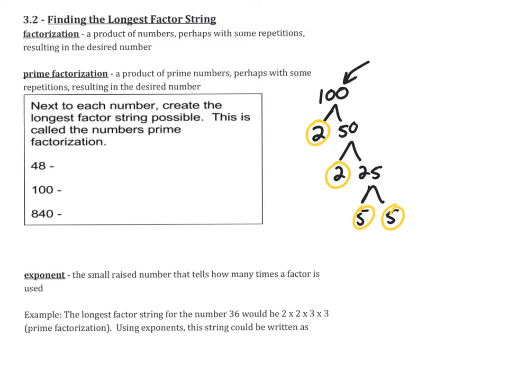We count up our 2's. 1, 2. So we have two 2's. So we can say 2 to the 2nd power times, and how many 5's do we have? 1, 2. Times 5 to the 2nd power, or 5 squared. So 2 squared times 5 squared is the prime factorization of the number 100.